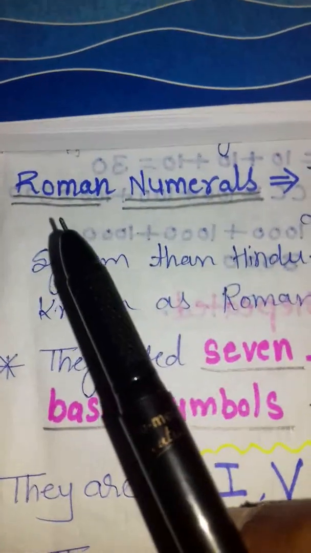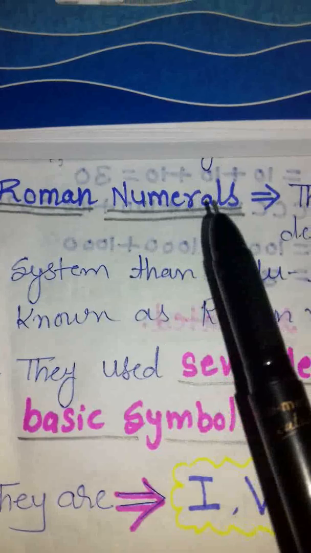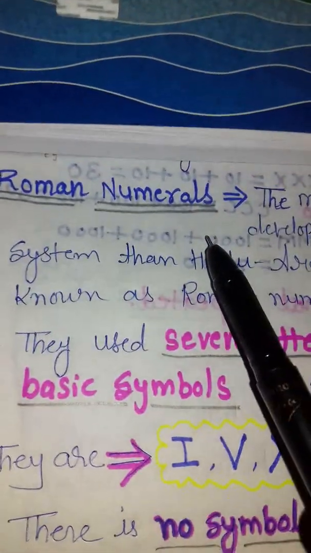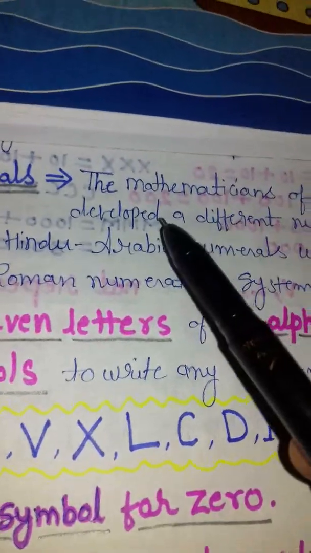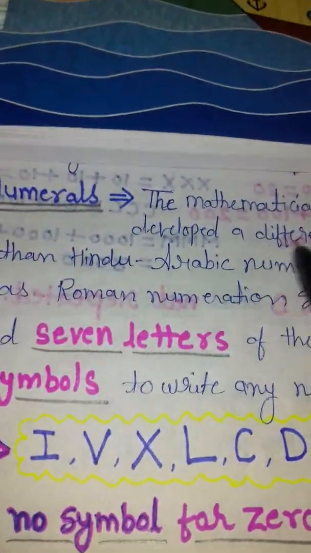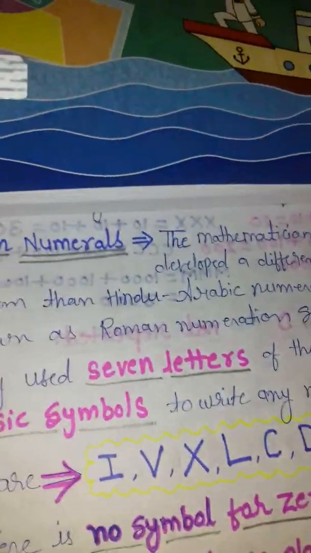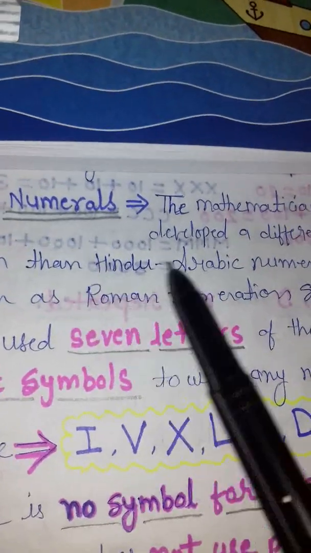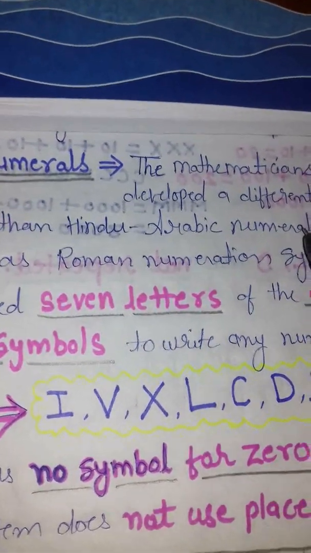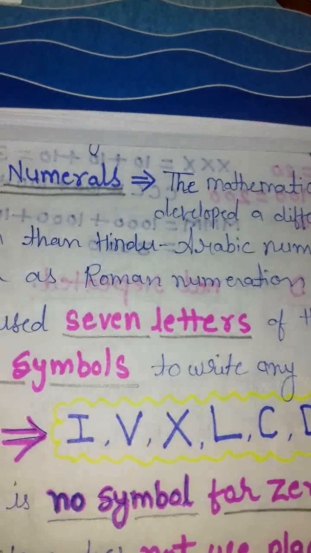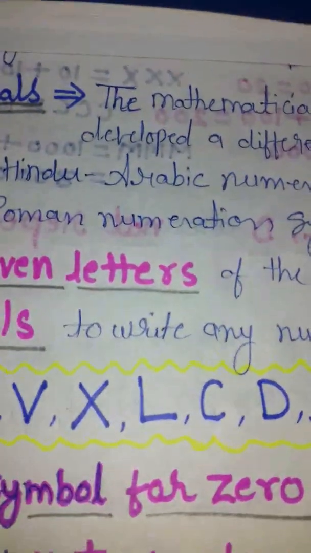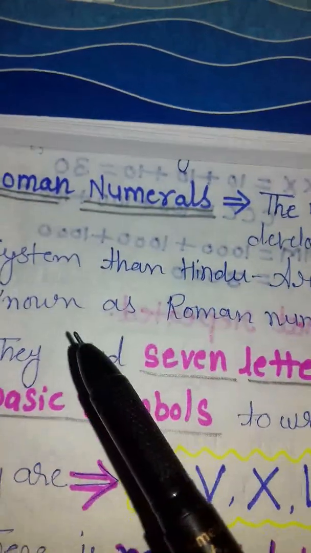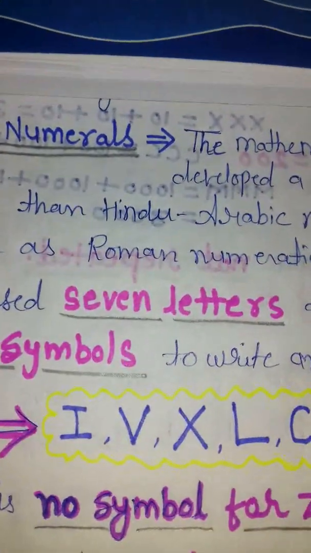Now let us see what Roman numerals are. So students, the mathematicians of ancient Rome developed a different numeration system than Hindu-Arabic numerals. This is a different numeration system from the Hindu-Arabic numeration system, which is known as the Roman numeral system.